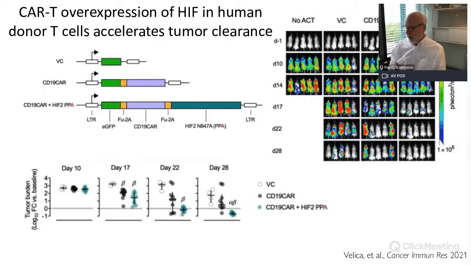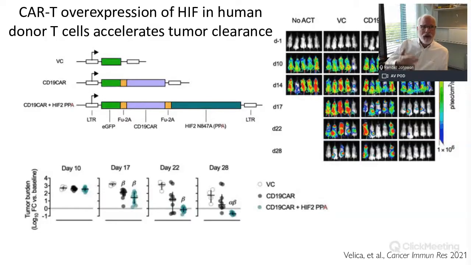And we took the mouse data and then decided to design a CAR T vector that we could use in human cells and employ in a human system to assay tumor growth in a lymphoma model, where the lymphoma is placed into immunocompromised mice.